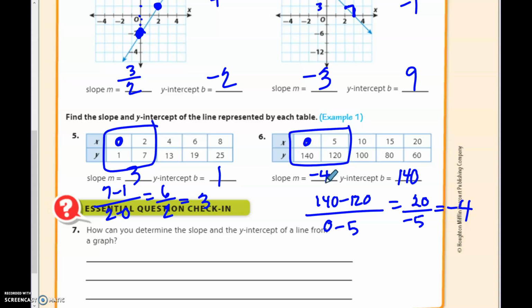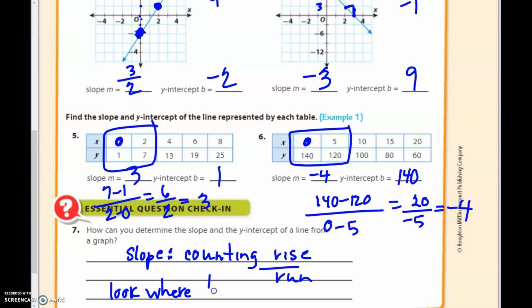Number 7, how can you determine the slope and the y-intercept from a graph? Well, I'm going to find slope from a graph by counting rise over run. And then to find my y-intercept from a graph, I look where the line crosses the y-axis. And then that's going to be my number. So that's what I would do from a graph.